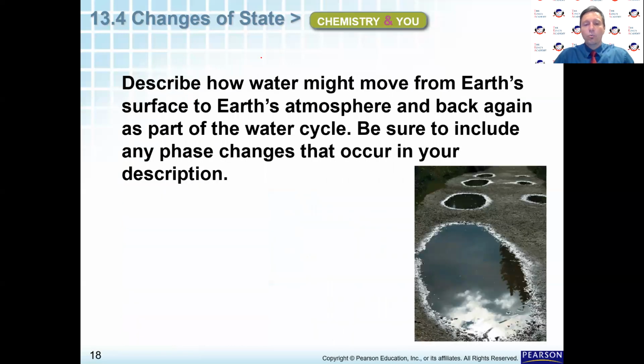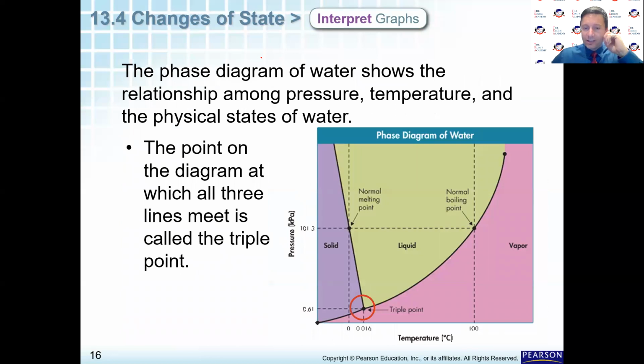So let me back up one second here. When we look at this right here, the triple point for water, we notice it is a low temperature just above the freezing point, which is 0 degrees Celsius. So it's 0.016 degrees Celsius. When we come over here, it is almost a vacuum at 0.61 kilopascals.